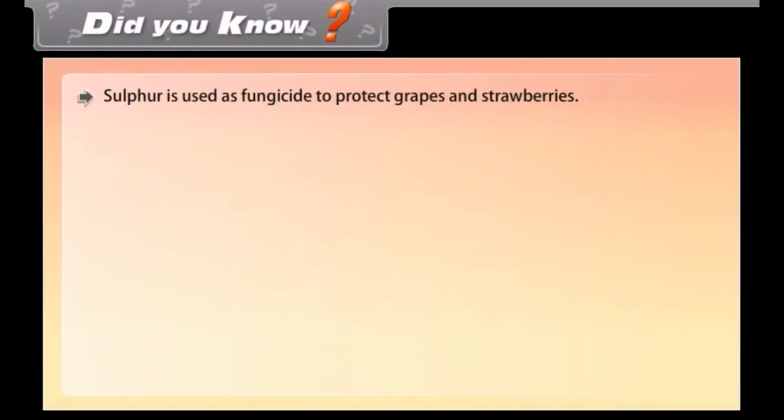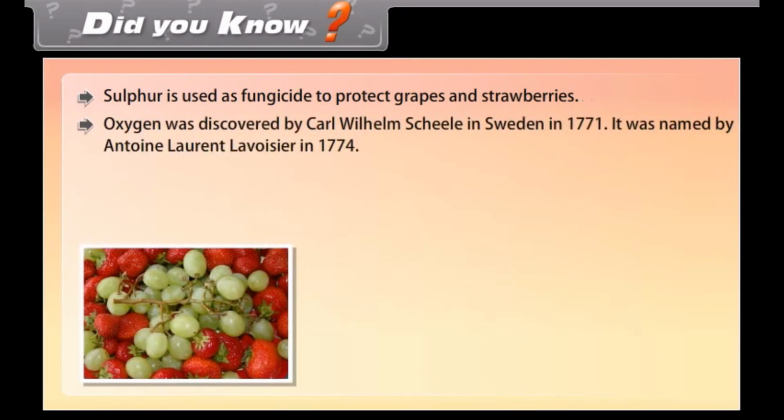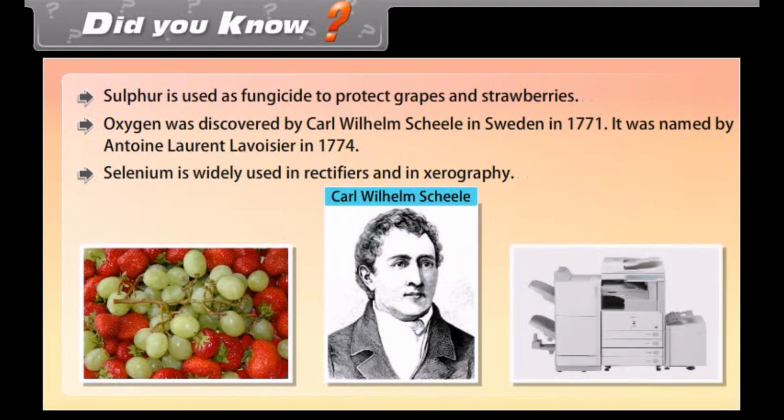Did you know? Sulphur is used as a fungicide to protect grapes and strawberries. Oxygen was discovered by Carl Wilhelm Scheele in Sweden in 1771. It was named by Antoine Laurent Lavoisier in 1774. Selenium is widely used in rectifiers and in xerography.